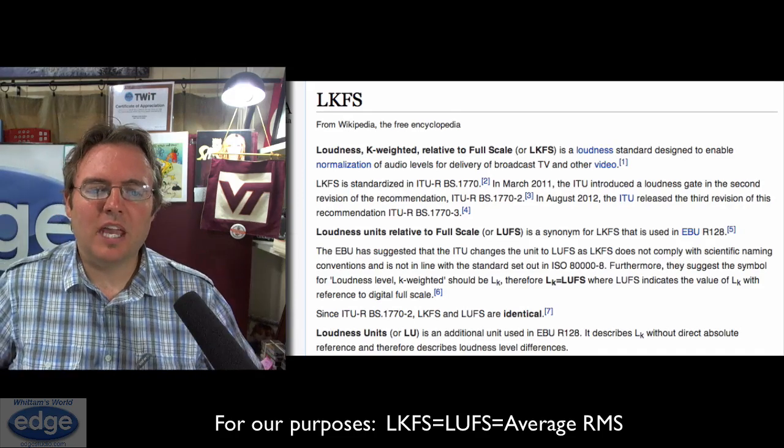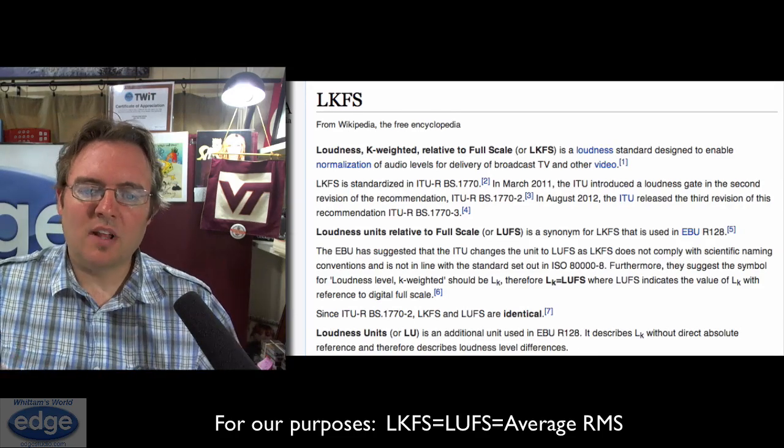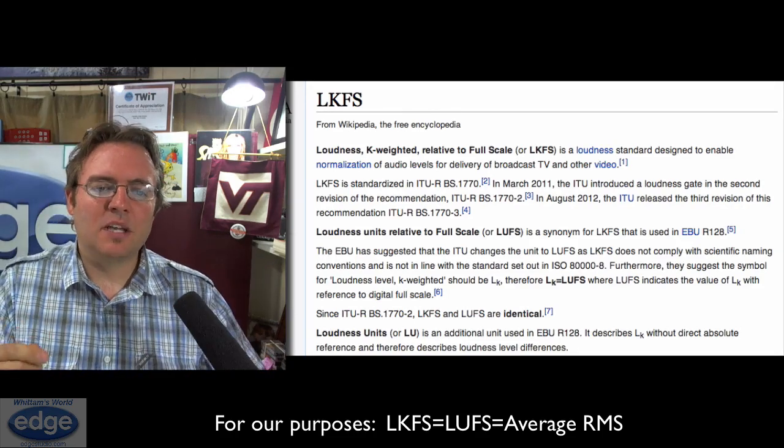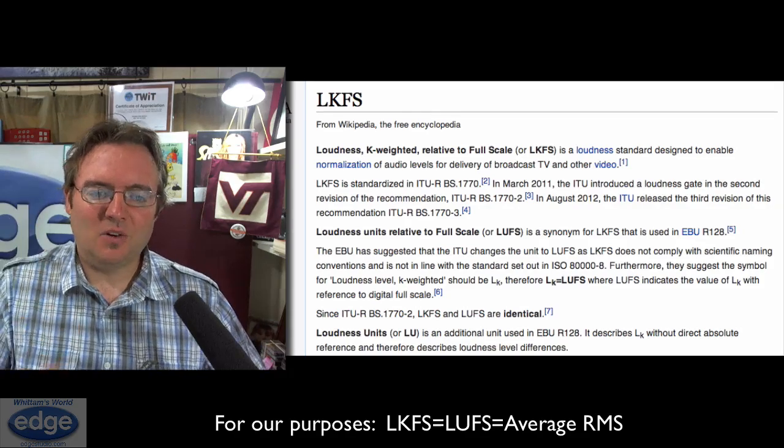Furthermore, they suggest the symbol for loudness level K weighted should be L lowercase k. Therefore, LK equals LUFS, where LUFS indicates the value of LK with reference to digital full scale, since ITU-R BS.770-2, LKFS, and LUFS are identical. So in other words, LKFS and LUFS are basically a measurement of average volume. How they're actually measured is something I'm not going to get into right now.